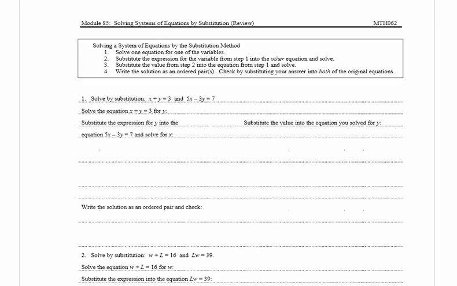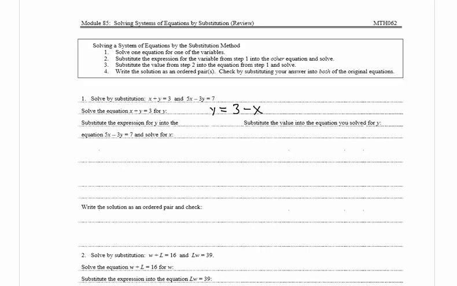In 1, we have solve by substitution x plus y is equal to 3 and 5x minus 3y is equal to 7. So the first thing they want us to do is solve the equation x plus y is equal to 3 for y. And if we want to solve for y, we're going to subtract x from both sides and we get y is equal to 3 minus x.